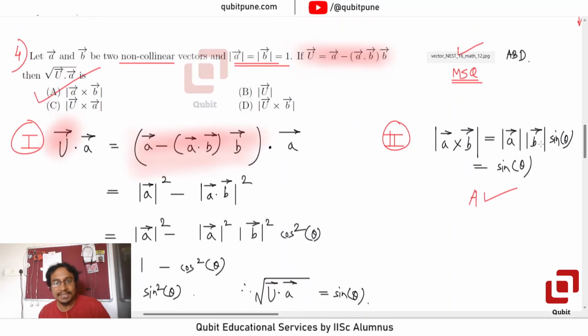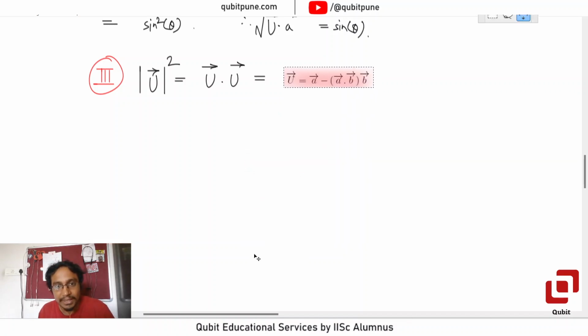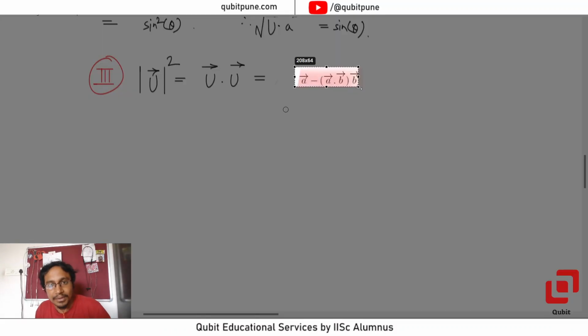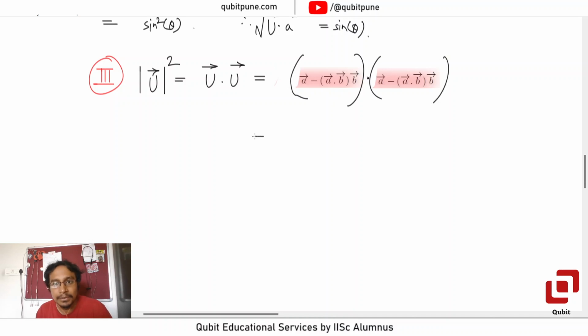How will we find the magnitude of u bar? I've told you, always use the dot product for that. So first we will find its square. The square of this vector would be this thing dot multiplied with the same thing. Okay, let's start. a dot a. Is it okay if I write 1 there, because a bar and b bar are unit vectors? Will that work?